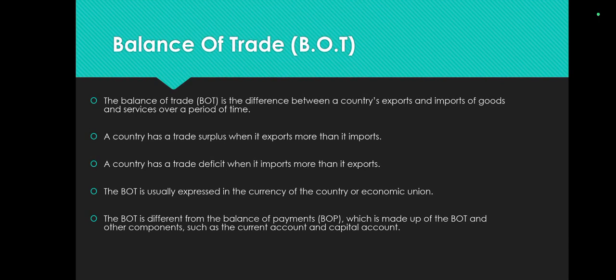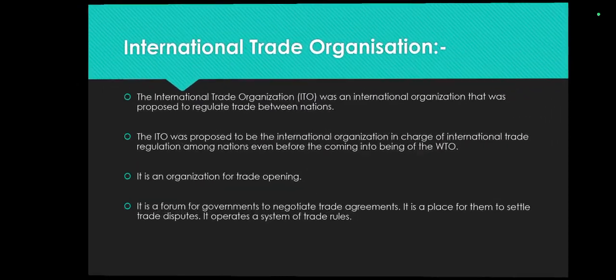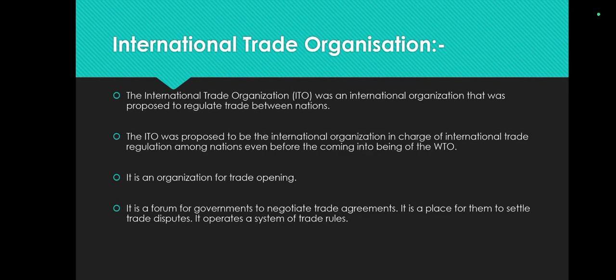Balance of trade is the difference between a country's export and imports of goods and services over a period of time. A country has a trade surplus when it exports more than it imports. A country has a trade deficit when it imports more than it exports. The balance of trade is usually expressed in the currency of the country or economic union. The balance of trade is different from the balance of payments, which is made up of the BOT, that is balance of trade, and other components such as the current account and the capital account.